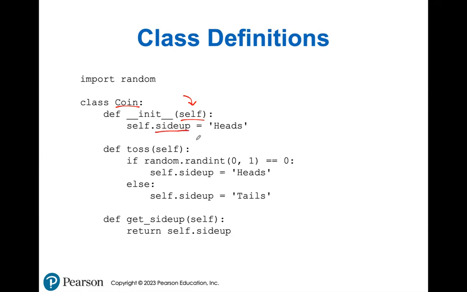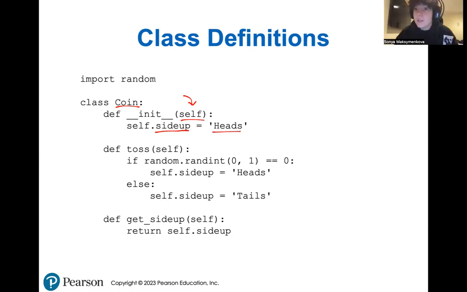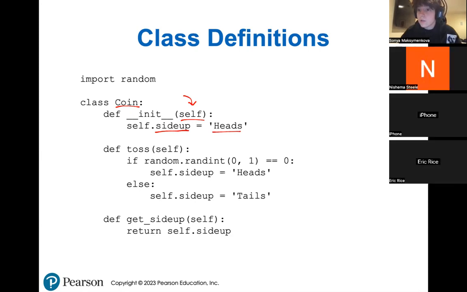Now, what this initializer method does, it just assigns the setup, which I would think is a variable that exists somewhere inside of your object or is going to exist. It assigns setup to heads. So we're just creating a class that's going to do either heads or tails for us.